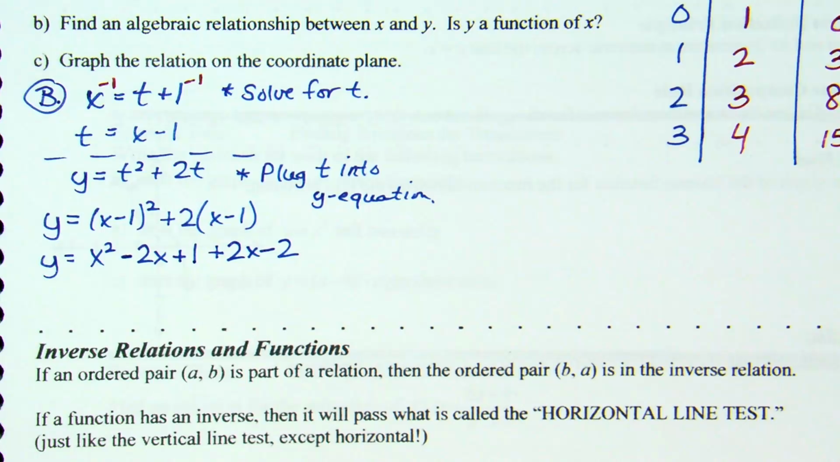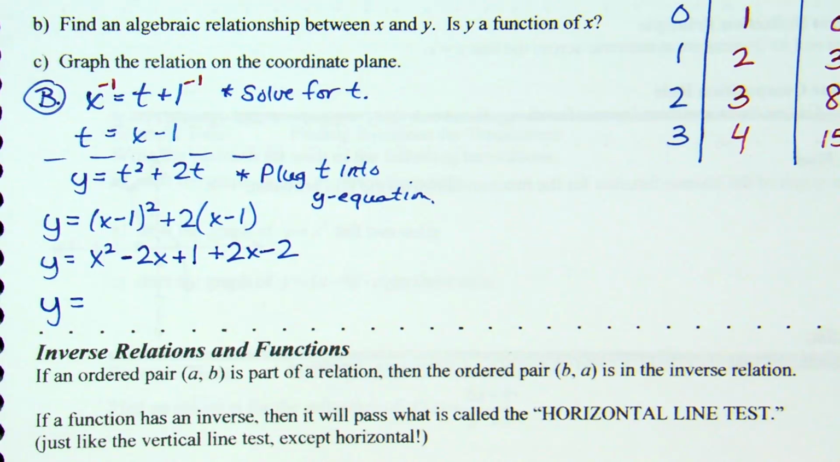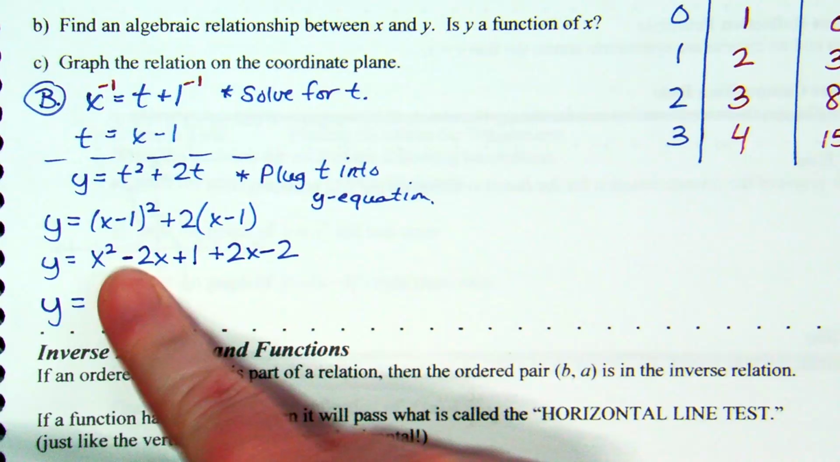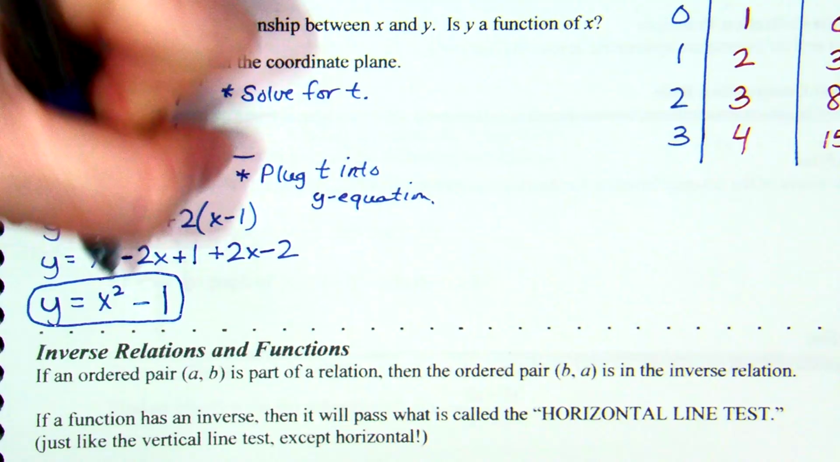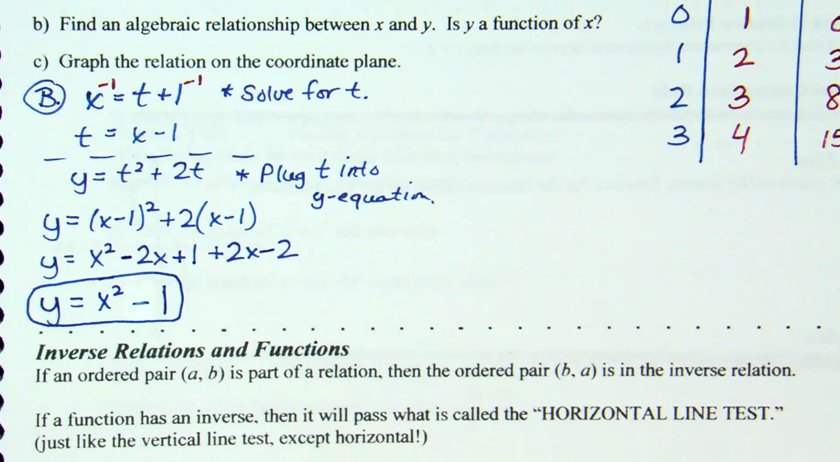Final cleanup. y equals x squared. He says minus 1. Is that right? Yep. 2 x's cancel. Okay. So y equals x squared minus 1. That is our algebraic relationship between x and y.